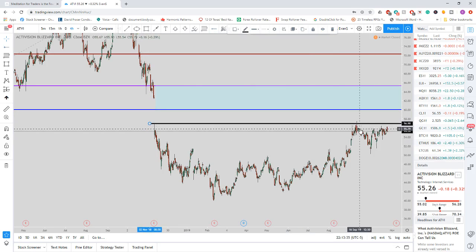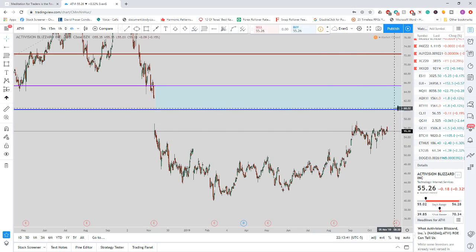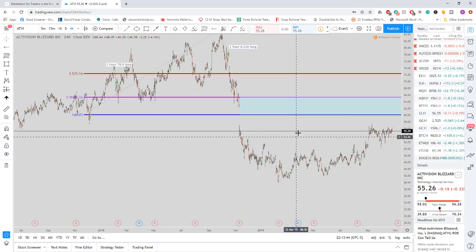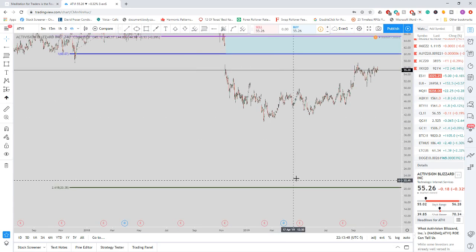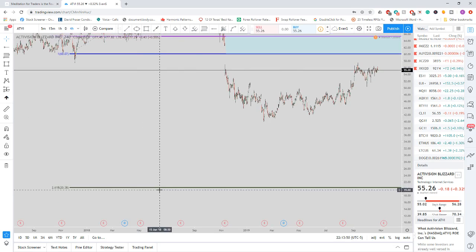Definitely using that as some resistance. Bumped up against it right there, got knocked back down, now starting to go back up there again. So there would be one more time when we would move the exit again, and that would be if price comes all the way down here and hits the 261.8% level down here at $20.38.